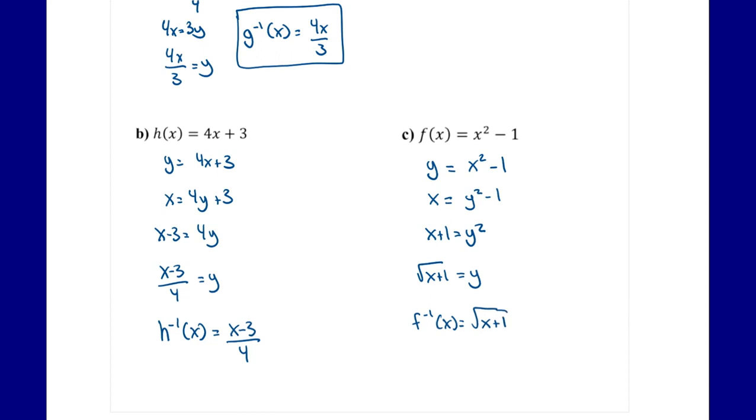And one thing we do have to put down, though, is because it's the square root, when we take the square root of something, we actually end up with a positive and a negative version for it. So we need to be considerate of that when we square root this function.